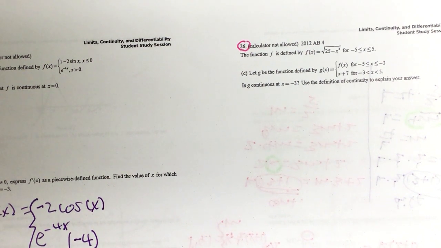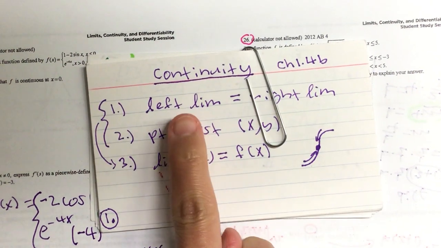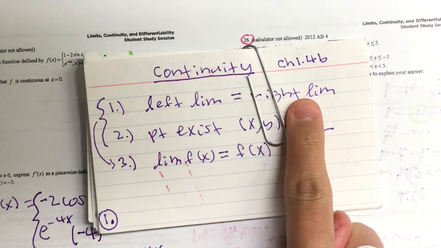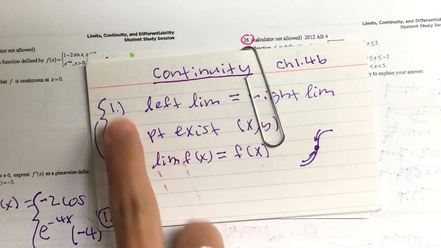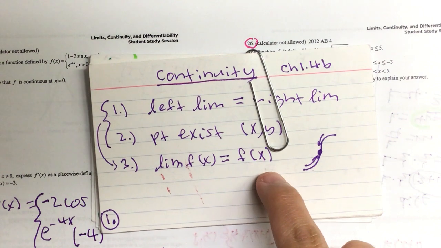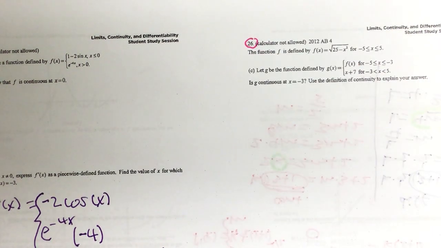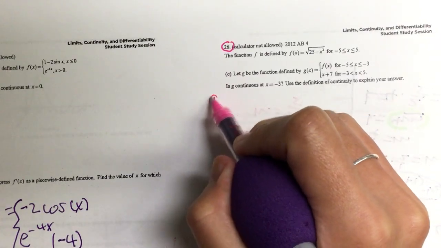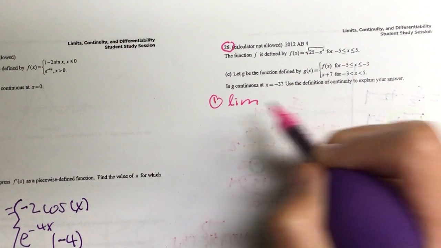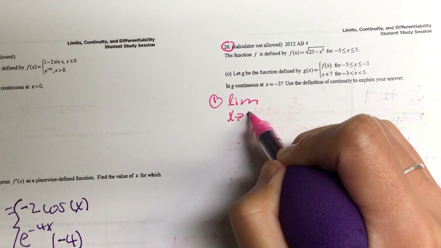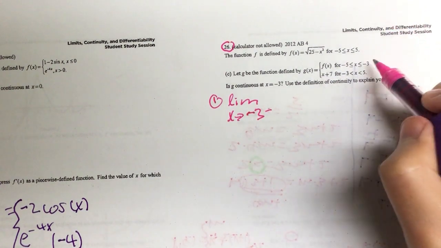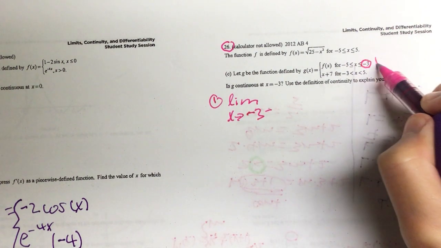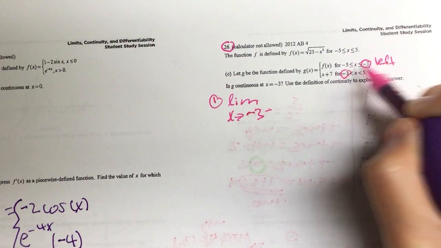If y'all remember our card number 1 of the year, we had to figure out what is my left limit, the right limit, are they the same? And then we had to figure out, does the point exist? And if they agree, yes, it is continuous. So let's take those rules that we did a long time ago. Step 1, the limit as x approaches -3 from the left side. Now, from the left side is going to be this one. That's from the right side.